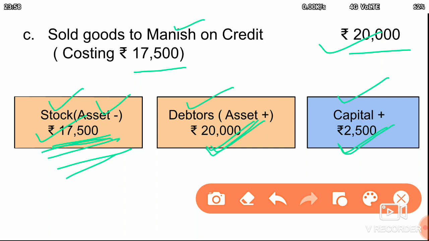So here in this transaction, the effect that we have to give in the accounting equation will be: stock will decrease. It is an asset. It will decrease by 17,500, that is the cost price of the goods. Then the debtors will increase in this business. It is an asset and it will increase in the business and the amount that will increase will be 20,000 rupees because the debtor has to pay 20,000 rupees to the business. And the capital also will increase because there is a profit in this transaction. So the profit here is 2,500. So the capital will increase by 2,500.